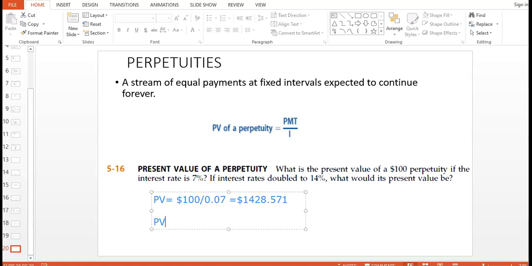The next part is if the interest rate double to 14, what would be the present value? So present value of perpetuities is equal to $100 divide by 0.14. So is equal to 714.285. Okay.